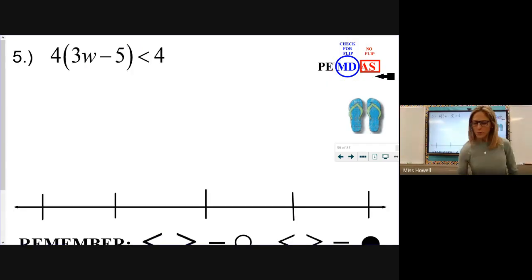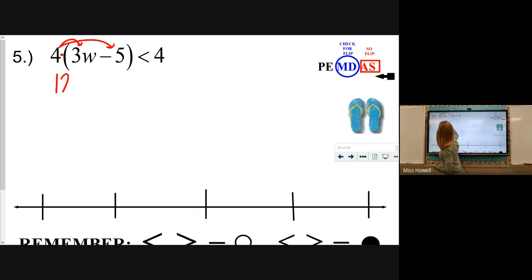All right, last couple are going to require a distribute before we get to our 2 inverse operations. So the only thing different here, remember, is we have to remove our parentheses before we start that process of working through PEMDAS backwards. So right now we have a 4 times that has to get shared to our 3w and our minus 5. So 4 times 3w would give us a 12w. And 4 times negative 5, be careful there, is a negative or subtract 20. Bring down your less than 4.